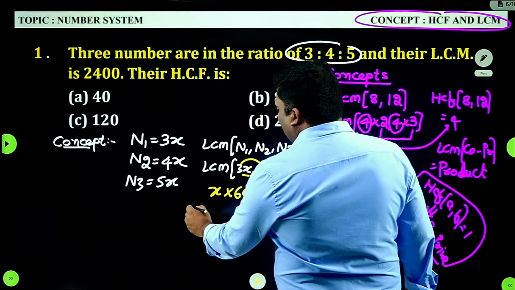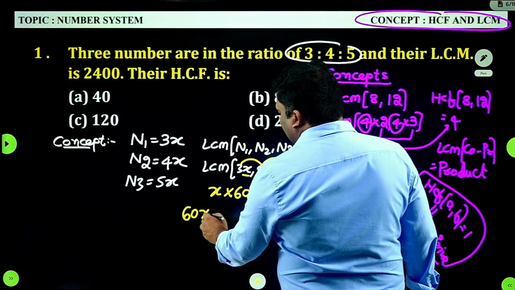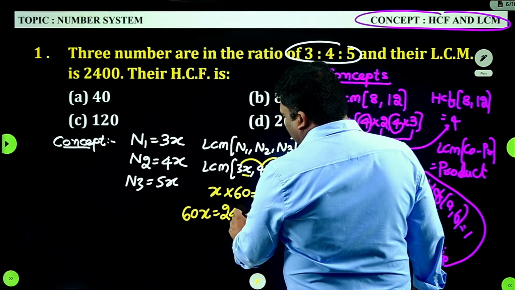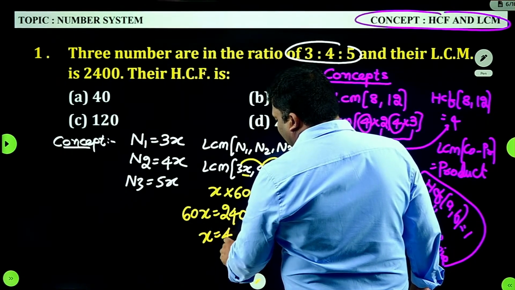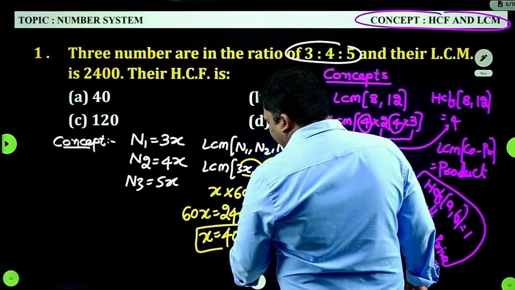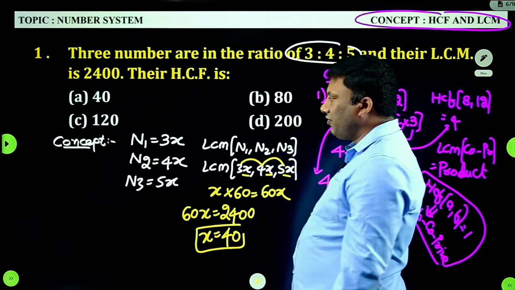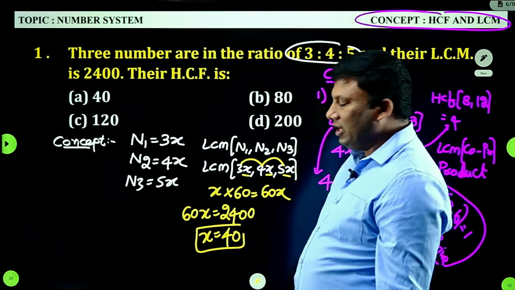What is given in the question? 60x is given as 2400. What will be the x value? The x value is 40.